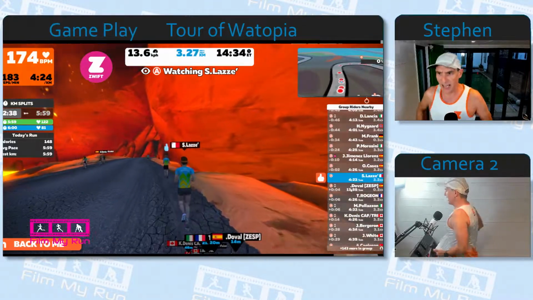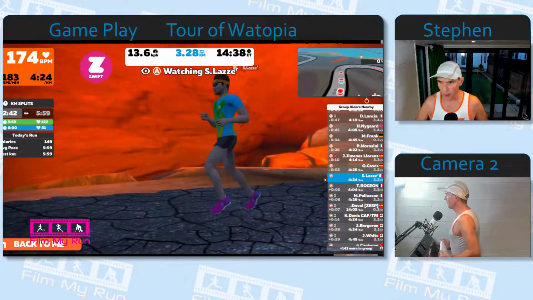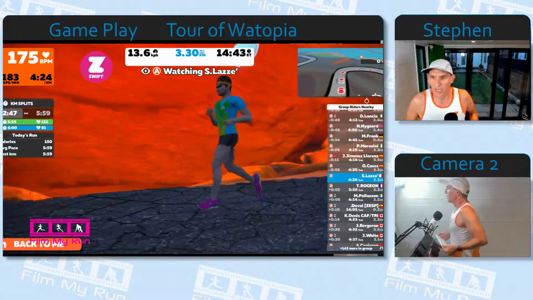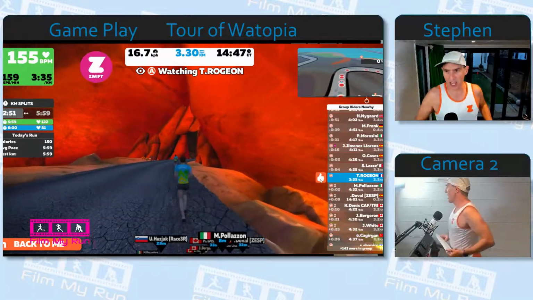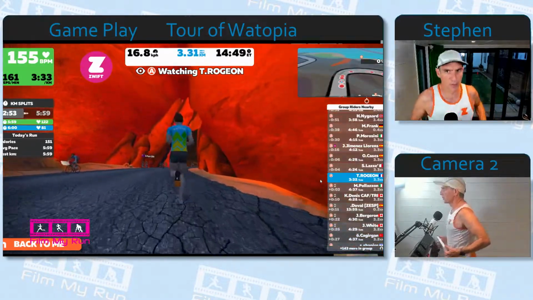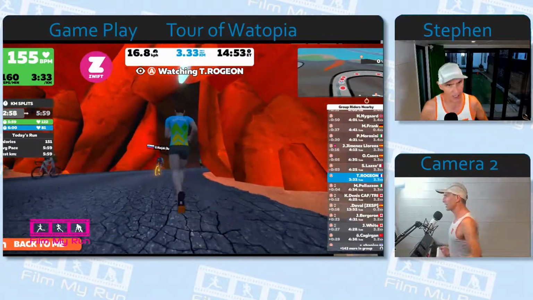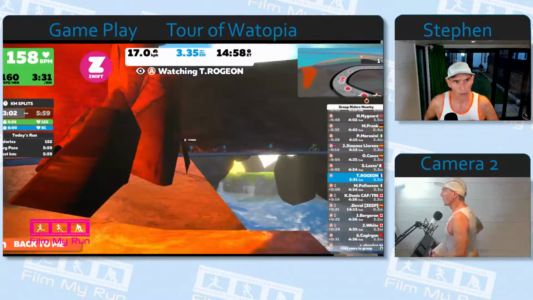What's that flag? Lasse from... Anybody tell me that flag? White on one side, red on the other. Not entirely sure. Rogion from France. Hello to you. Nice comfortable heart rate there. And he is really ramping it up. He must be trying to catch everybody. But his heart rate is very decent. 158.